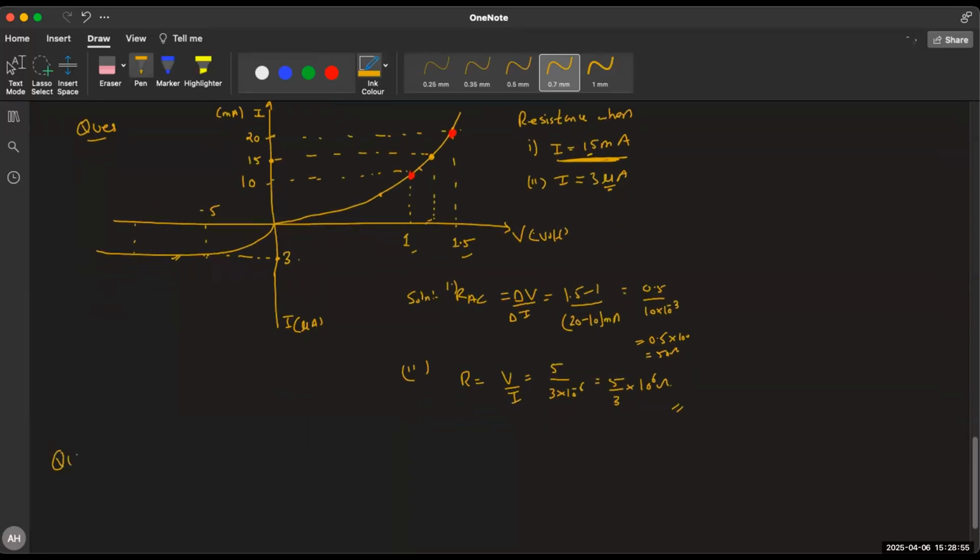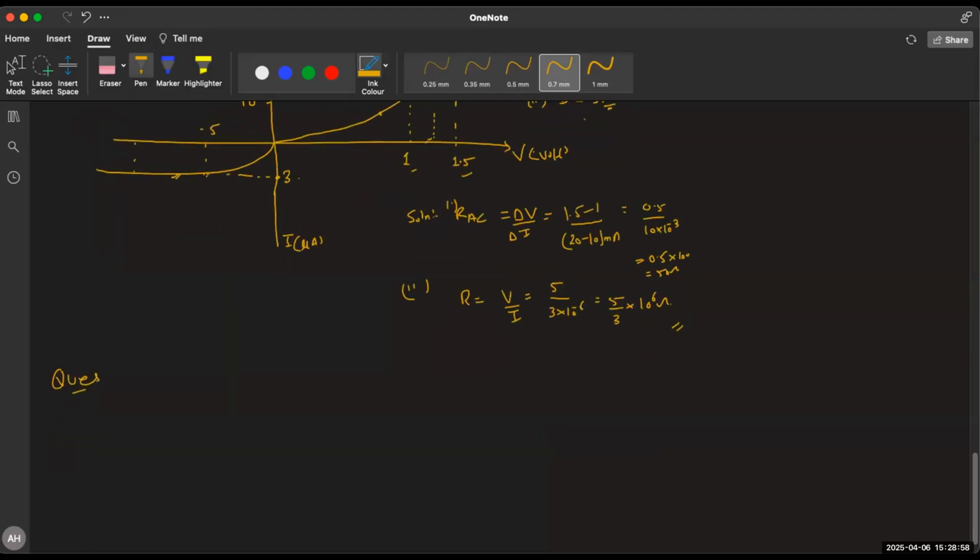The next type of questions, you will be given a diode and just have to identify whether the diode is forward biased or reverse biased. If a diode is forward biased, P should be at higher potential and N should be at lower potential. So if P is plus 10 volt and N is minus 5 volt, P at higher, N at lower, that means this is forward biased. But if P is at lower potential and N at higher potential, like P is minus 5 volt and N is plus 10 volt, then this is reverse biased.